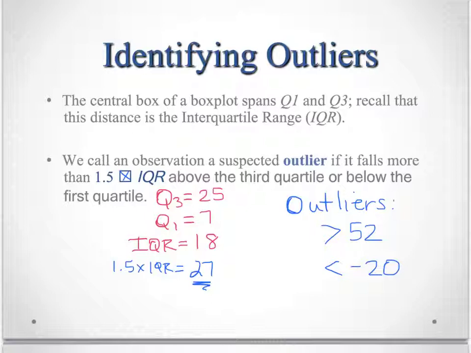And if you're looking for outliers, you really do need to actually do this out. You can't just look and say, oh, that seems really big to me, I think it's an outlier. It may seem really big to you, but if it doesn't actually fall this far away from one of the quartiles, then it's not a suspected outlier.